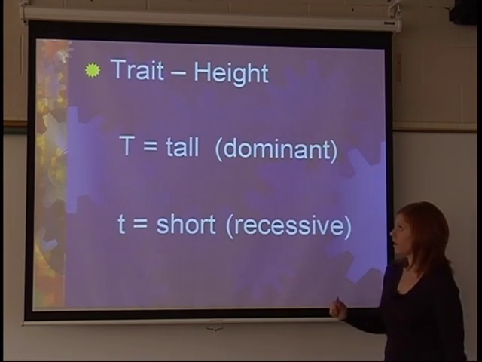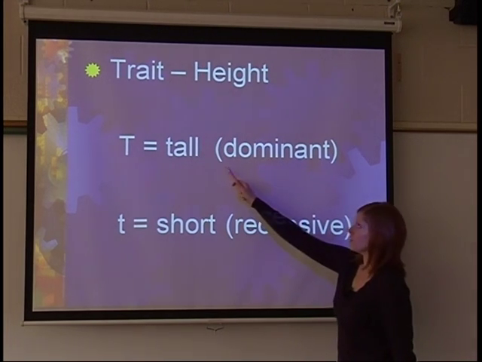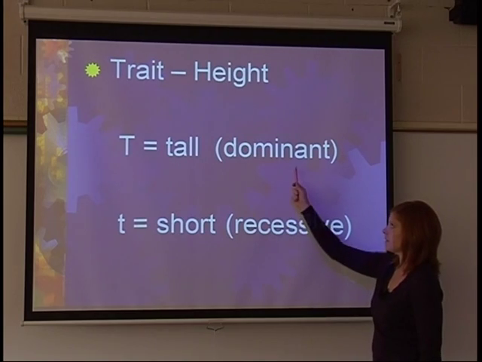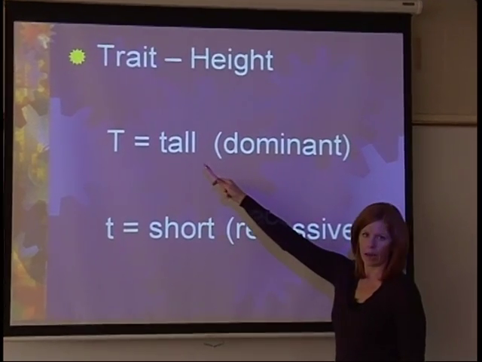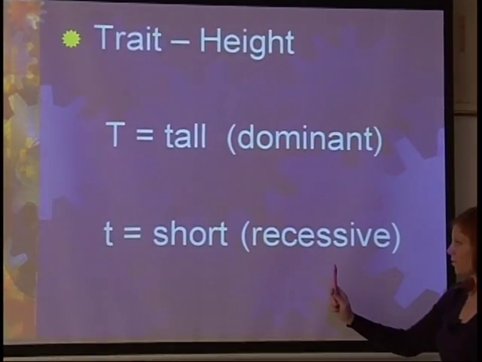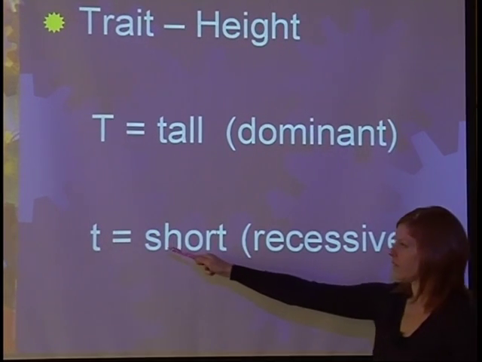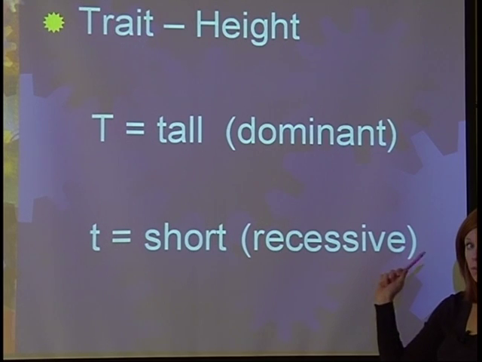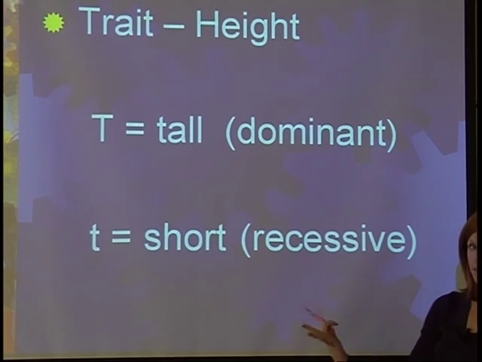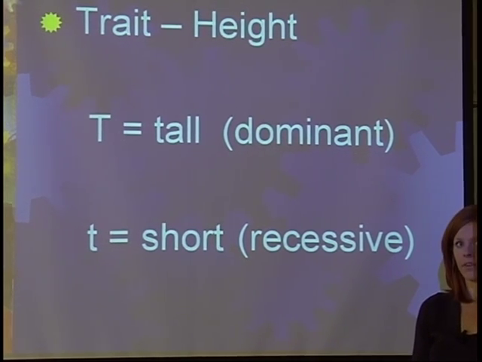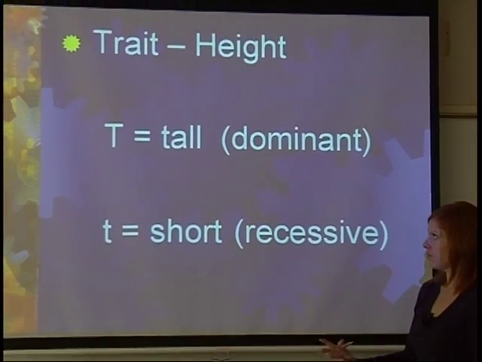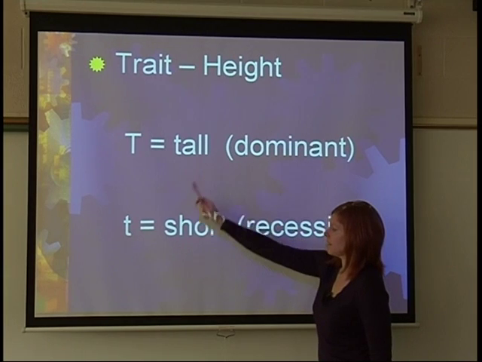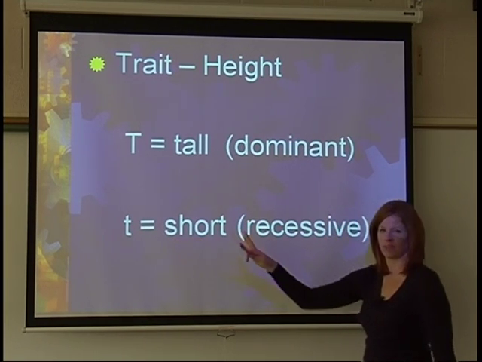So we would call tall capital T, because Mendel researched and found this is a dominant trait, so we give it a capital T. A recessive trait is short. We're going to give it the letter small t because he has researched and found that that's a recessive trait. So you don't have to guess on that. Research has been done to know what's a dominant and what's a recessive trait. Notice we're using T consistently, not T and then S. You want to stick with the same letter.